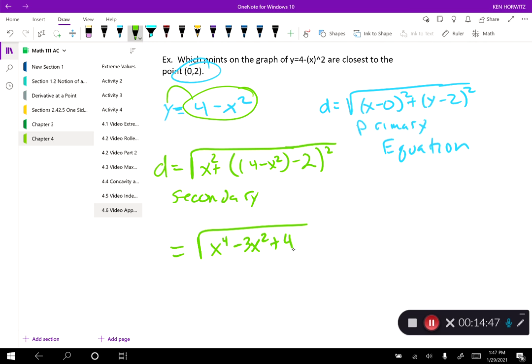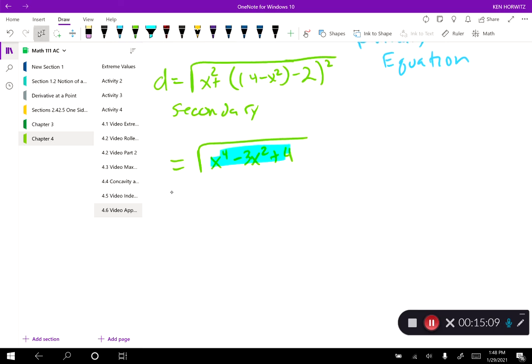Now we're looking for the minimum distance, all right? So d is the smallest when the stuff inside the square root symbol is at its minimum. So the square root symbol really has no effect on getting our critical numbers. So we can ignore it, yay for us, and just use x to the fourth minus 3x squared plus 4 to find our critical numbers.